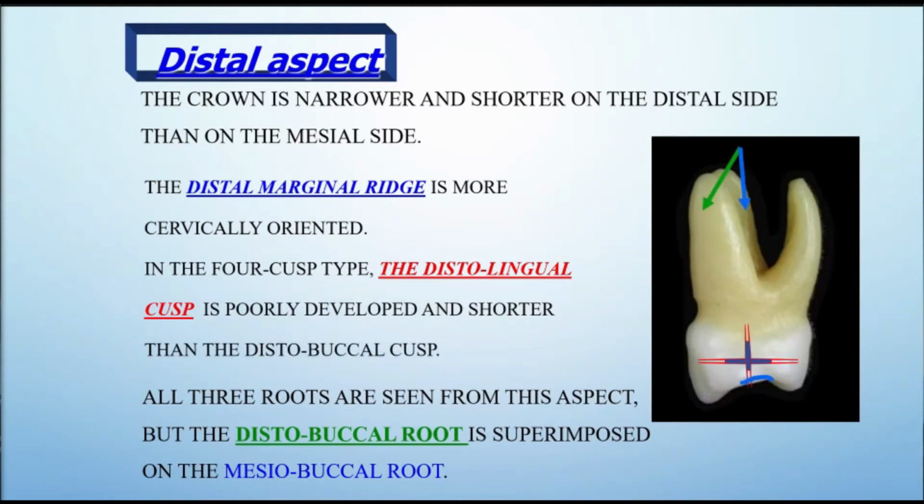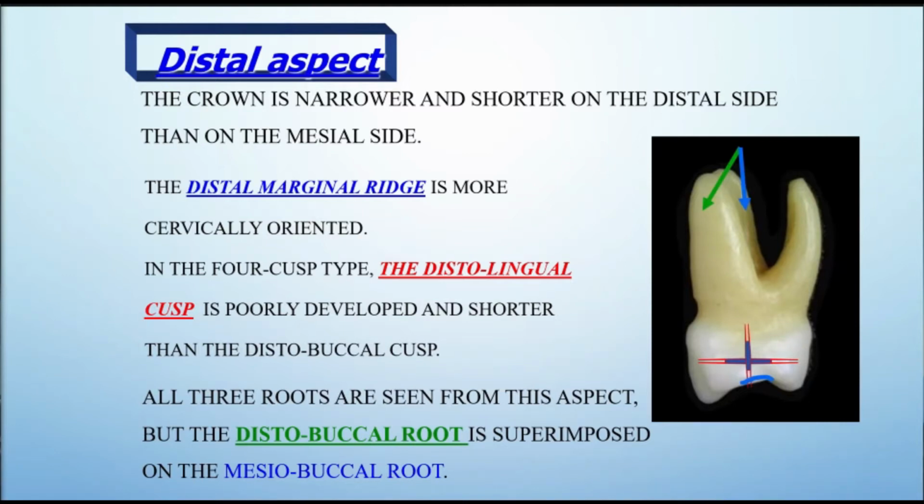All three roots are seen from this aspect, but the distobuccal root is superimposed on the mesiobuccal. You can see the lingual root, the distobuccal root, and the mesiobuccal root. Actually, the distobuccal root is superimposed on the mesiobuccal root. You can see the sides of the mesiobuccal root from this side also. So from the distal side, you can see all three roots.